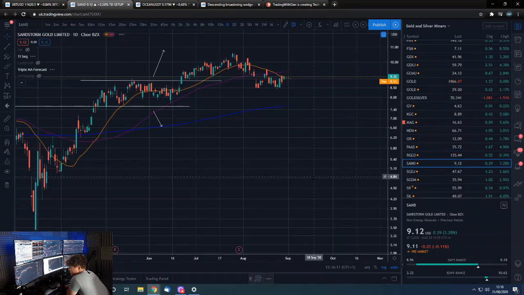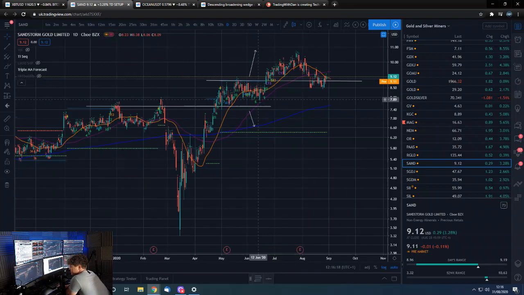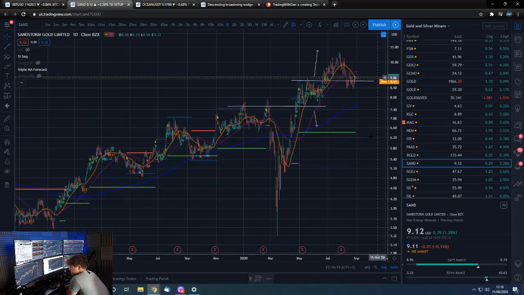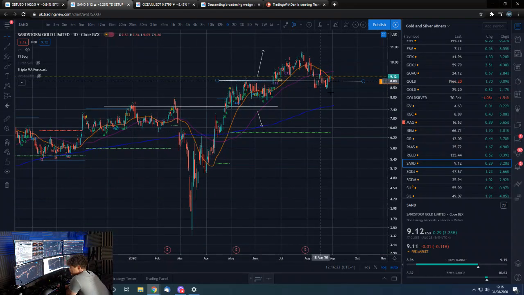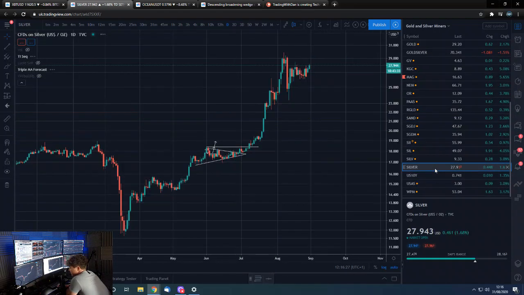Sandstorm, one of my favorite ones, did lose that, well, broke above the level, now has lost it again. Yeah, looking a little bit like it does need to make a move from here, but I do believe it will make that move.